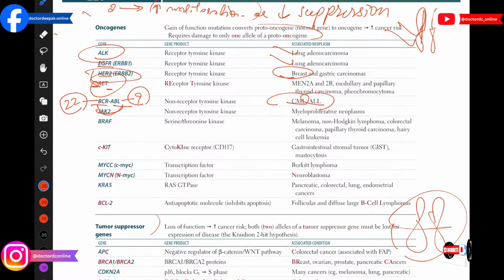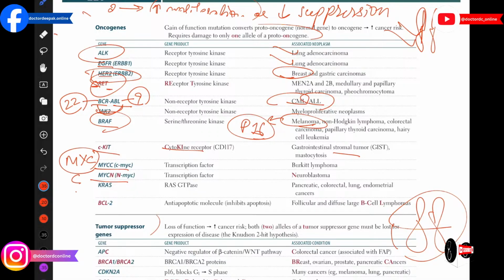And there are other types like JAK2, Janus kinase 2, that causes myeloproliferative neoplasm. BRAF is a B-rapidly accelerated fibrosarcoma, and it causes melanoma. Melanoma is caused by BRAF and c-KIT, a cytokine receptor. Then there is the MYC gene, with two varieties, C and N. C forms Burkitt lymphoma, and N forms neuroblastoma.